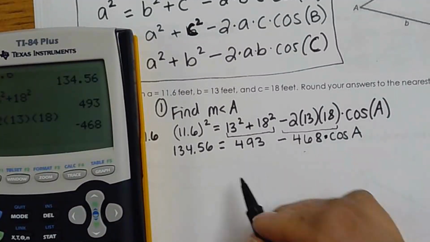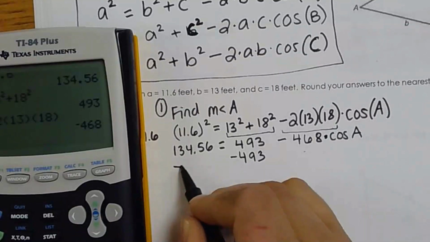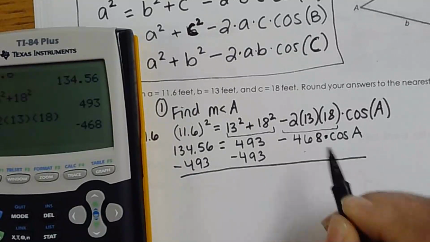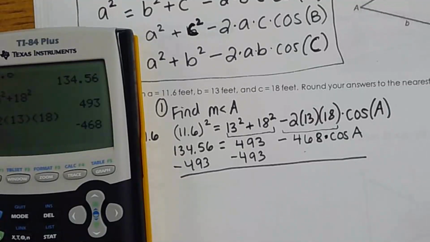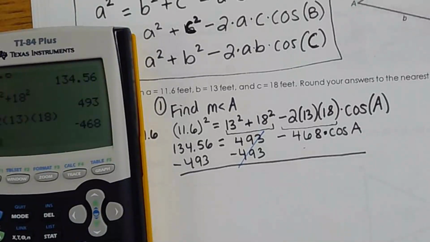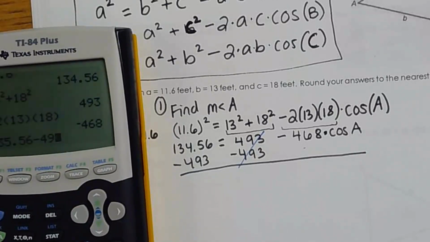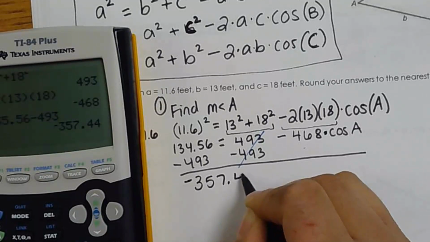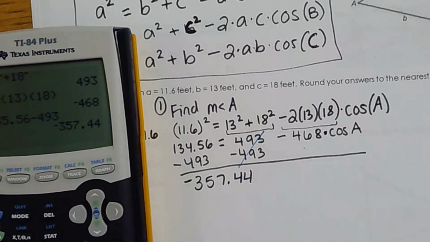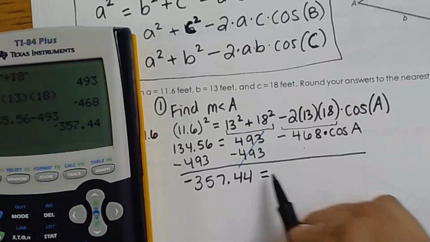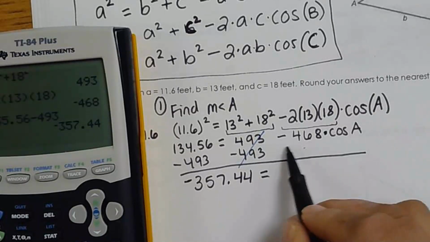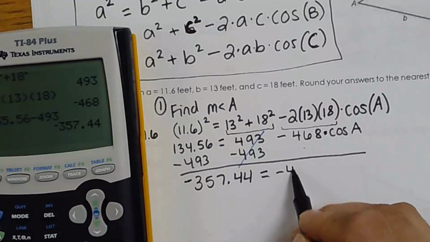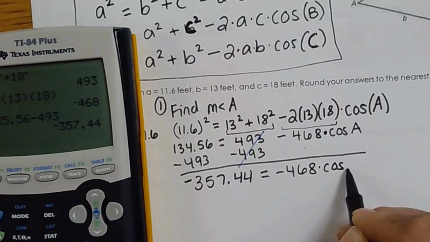So this is where I'm going to start by subtracting 493 on both sides so that I can get closer and closer to getting cosine A by itself. So again, just use your calculator. 134.56 minus 493. And this comes out to negative 357.44. You will get negative numbers sometimes as you do these. And then it's got to equal, notice how it's still negative on the right-hand side. It's negative 468 cosine of A, capital A.